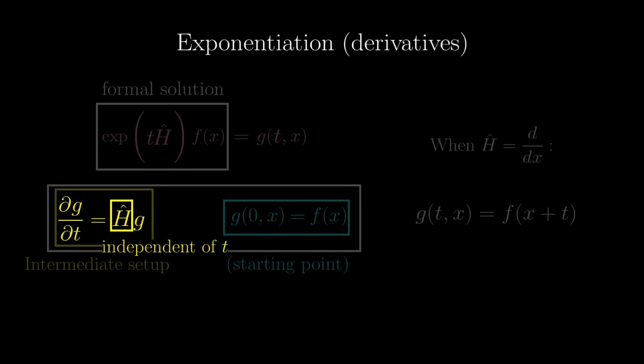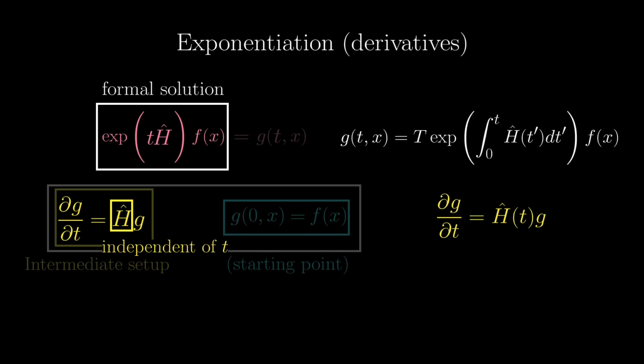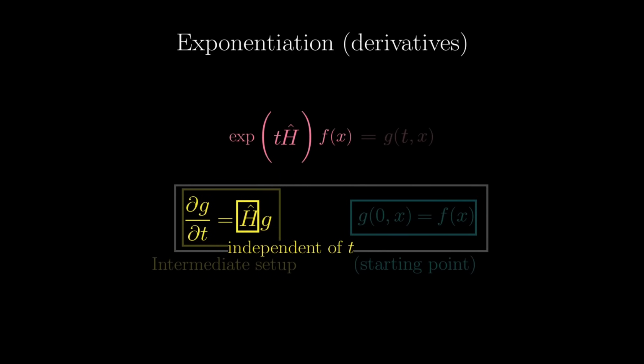Of course, as a differential equation, it could depend on t, but the formal solution here wouldn't work if H-hat depends on t. If instead, the equation has the operator depending on time, then the formal solution would be way more complicated, and it is not exactly an exponential anymore, but something called a time-ordered exponential. But in any case, now we know what the exponential of derivatives means. It is just a solution to the differential equation subject to the initial condition given by the input function f.